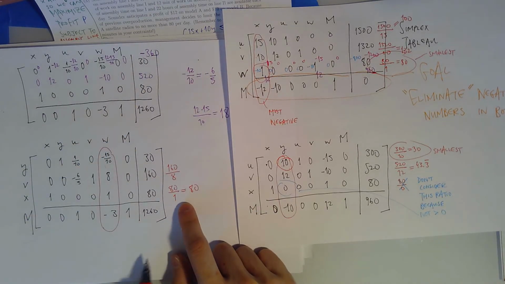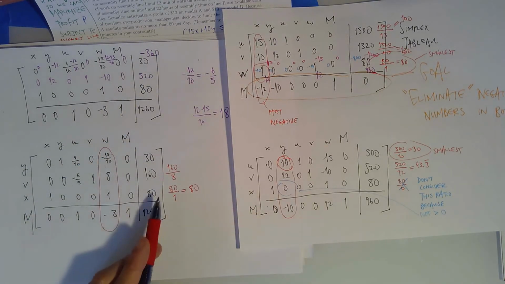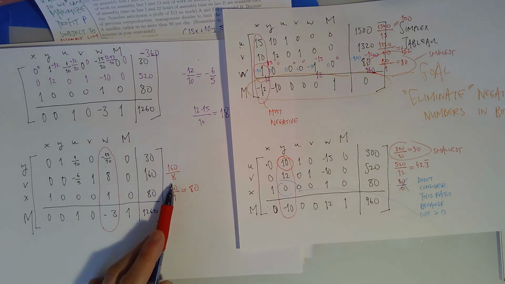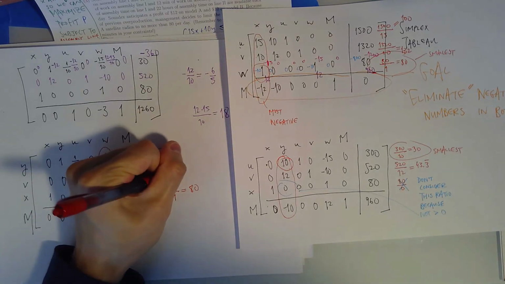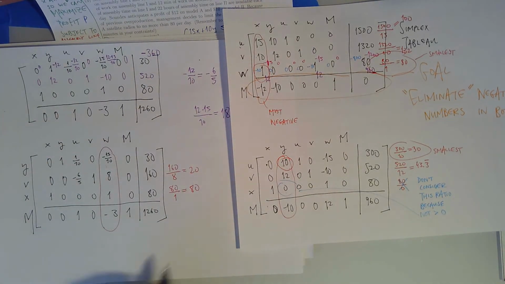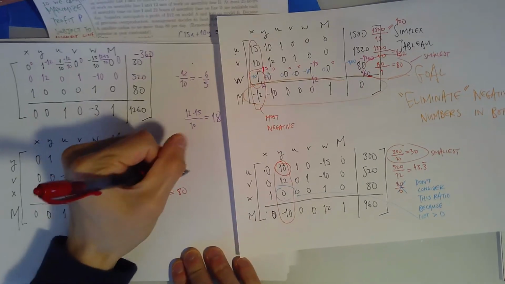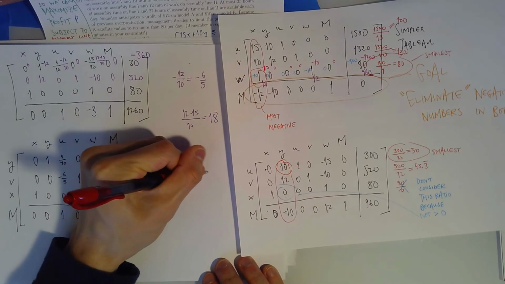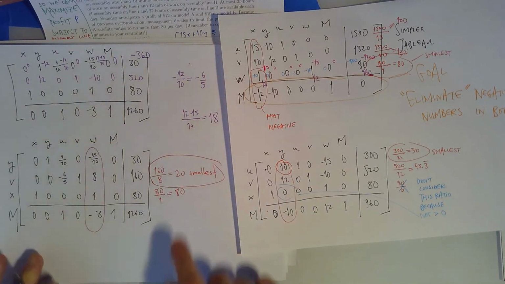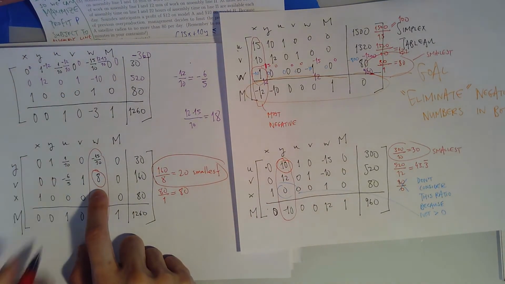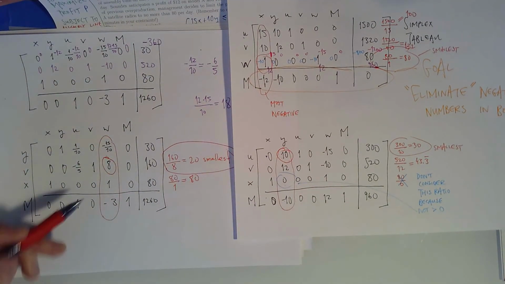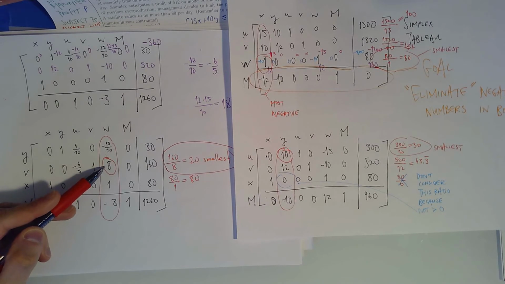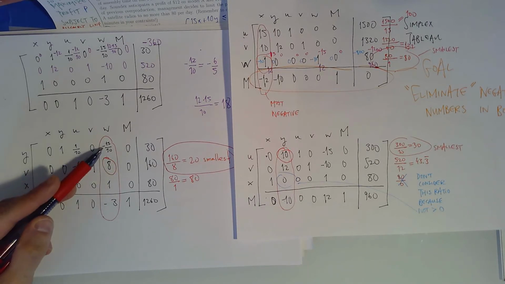So 80 divided by 1, that's just 80, of course. 160 divided by 8, well, that's just 16 divided by 8, and then put a 0, so that's just 20. So this one's clearly the smallest. 20 is the smallest here. That means we have to pivot about here. So now we're going to have to make this a 1, and then everything else a 0 here.